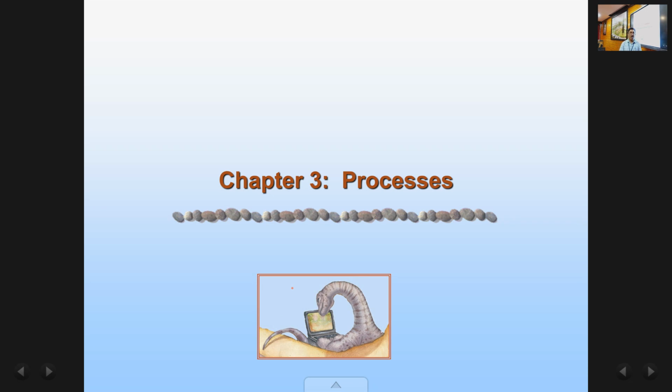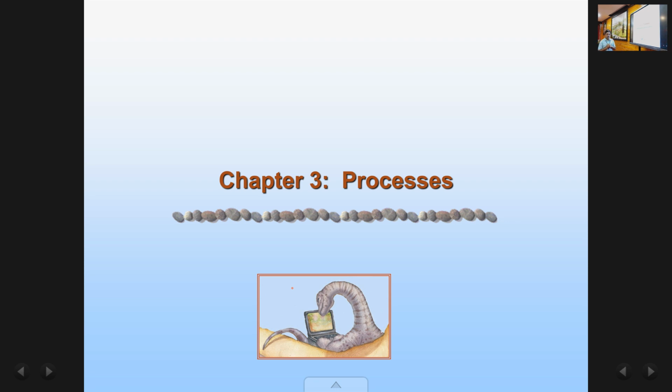Good morning everybody, and today we are going to begin with a new topic from operating system, and the topic is process management. It's a very interesting topic and it will help you to understand what exactly is happening in the background whenever you are trying to execute an application in your system. Let's start.